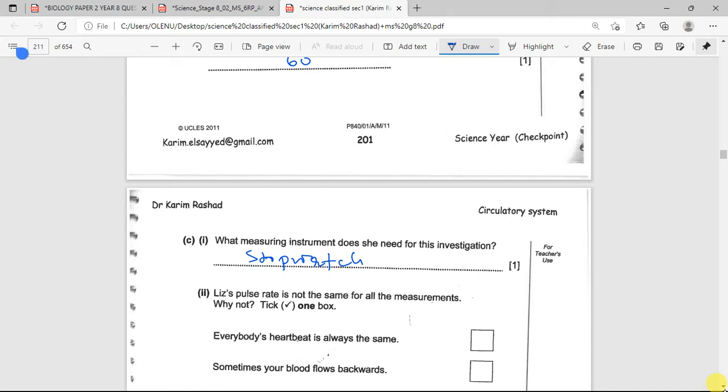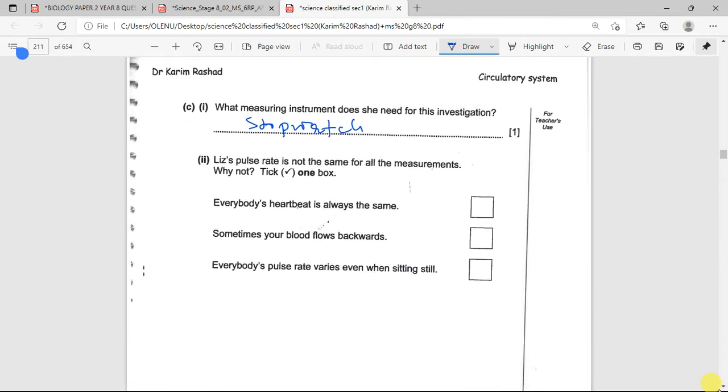Now, the next question is, Liz's pulse rate is not the same for all the measurements. Why not? Tick the boxes. Everybody's heartbeat is always the same. This is incorrect. Sometimes your blood flows backward. This is also incorrect. Now, everybody's pulse rate varies even when you are sitting down. That's the answer.